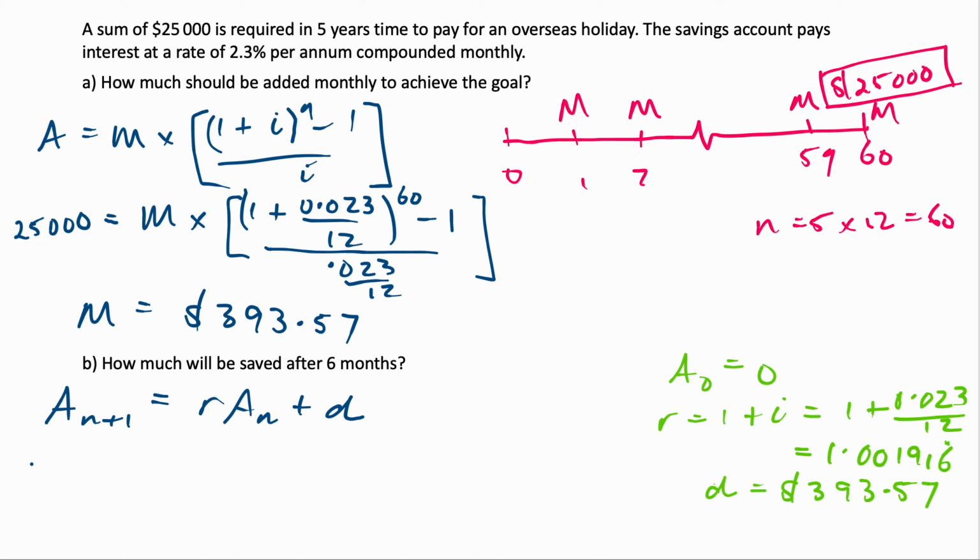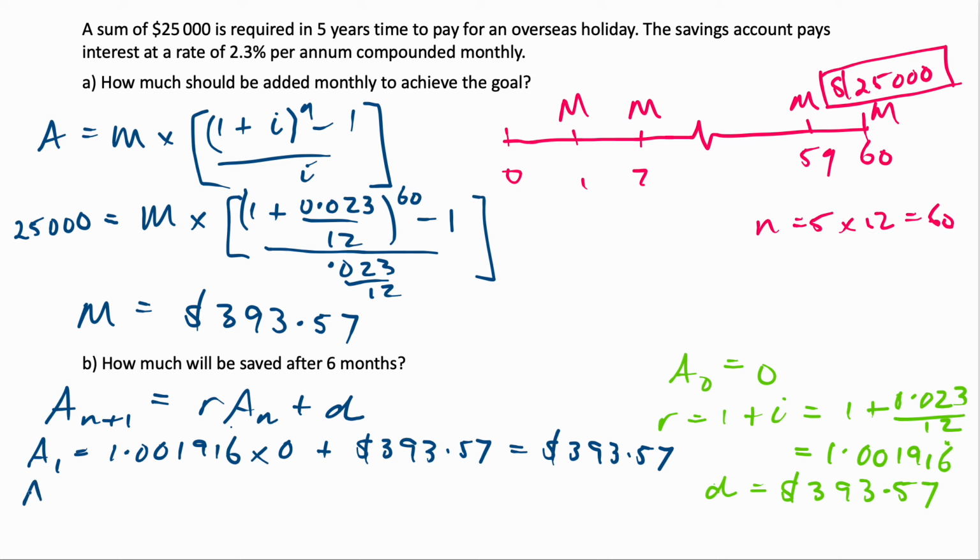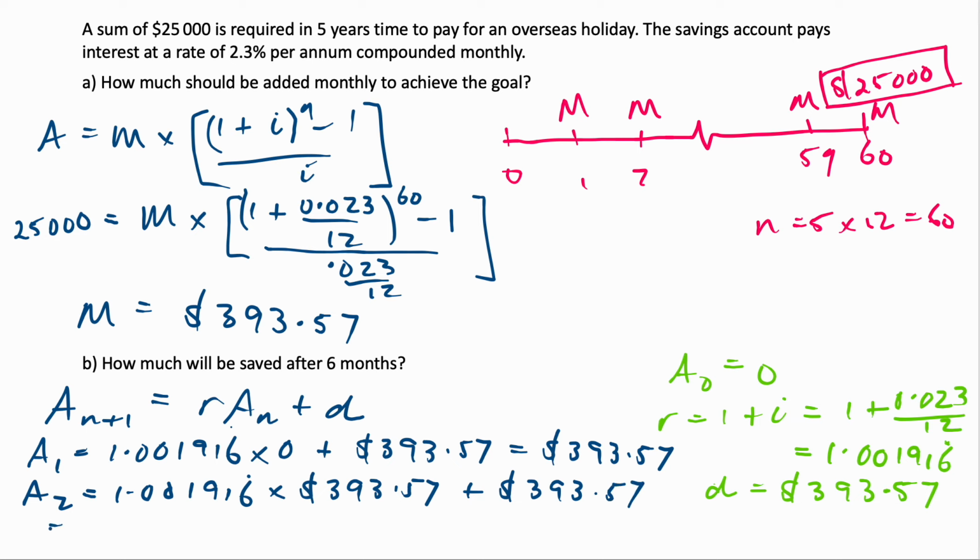So we want to know how much is saved after 6 months. So for example, we have to go through each term. So term A1, the balance at the end of 1 month, is going to be 1.001916 recurring times A0, which is 0, plus 393.57, which is going to be 393.57. Then our A2, we'd have 1.001916 recurring times that previous balance, plus another payment.